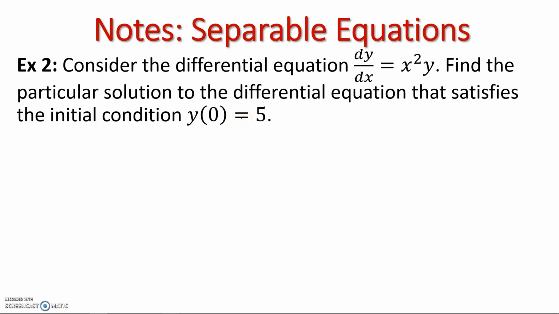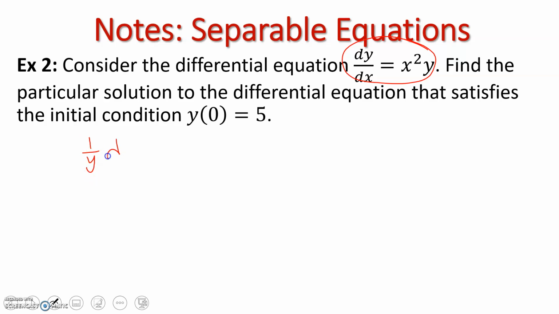So consider the differential equation dy/dx is equal to x squared y. Find the particular solution to the differential equation that satisfies the initial condition. So we're going to start by separating this. The y on the right-hand side needs to move to the left, so it'll become 1 over y on the left, dy, is equal to x squared dx. We then will integrate both sides.